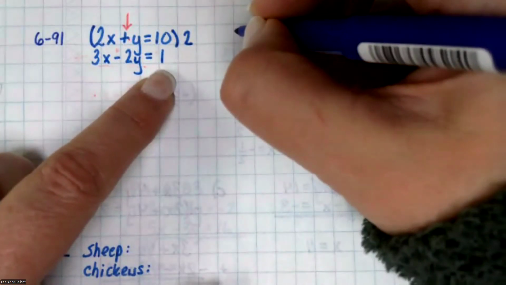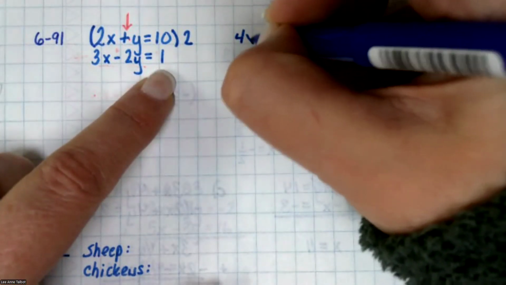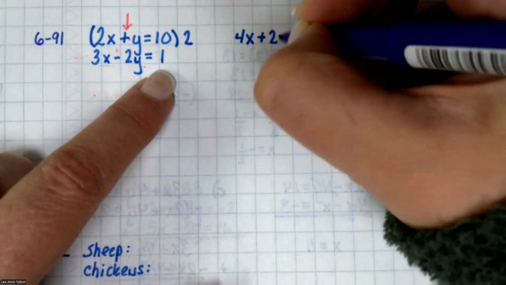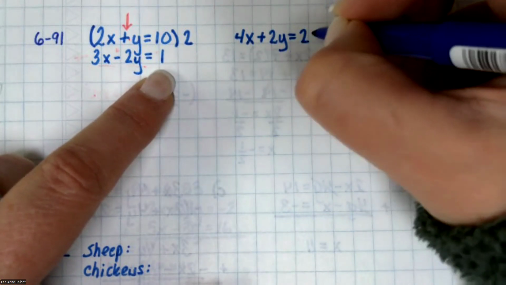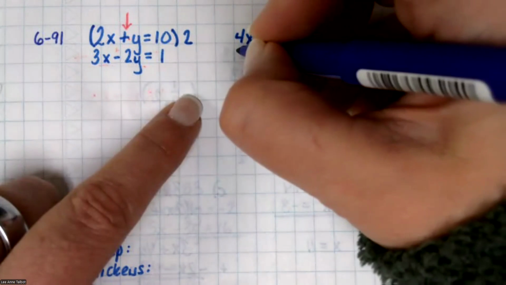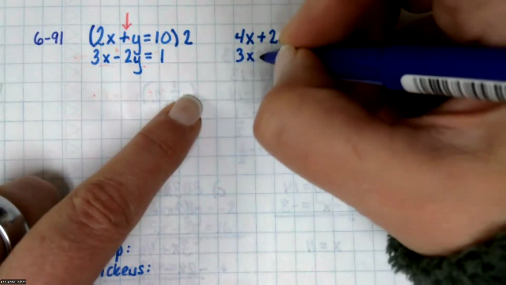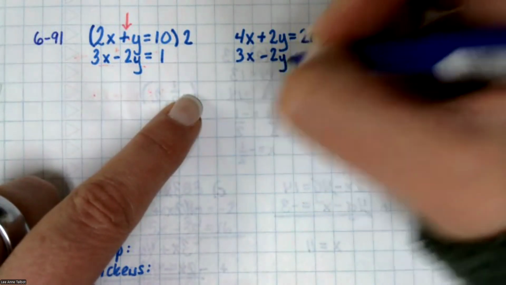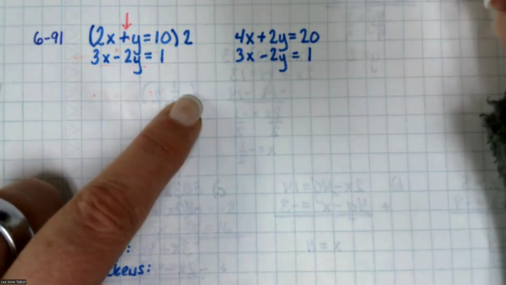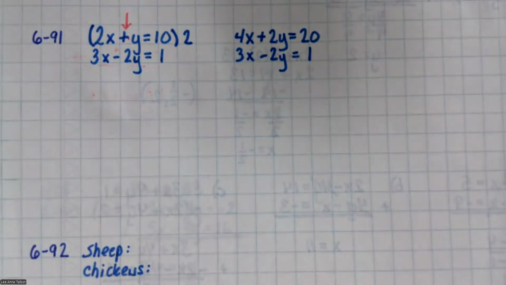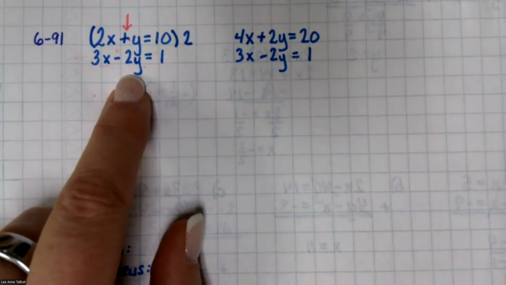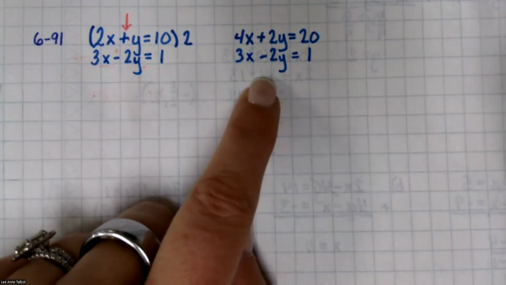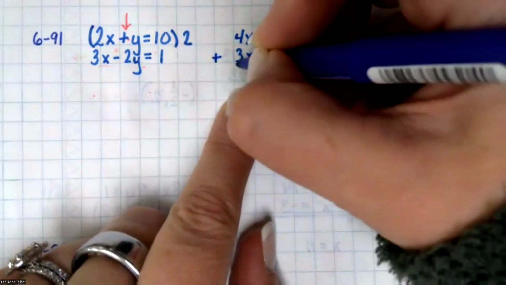Okay, so that's going to give me 4x plus 2y equals 20. And then the bottom equation stays the same. 3x minus 2y equals 1. And now it went from a level 3 elimination problem to a level 1 elimination problem, and I can just add them together.